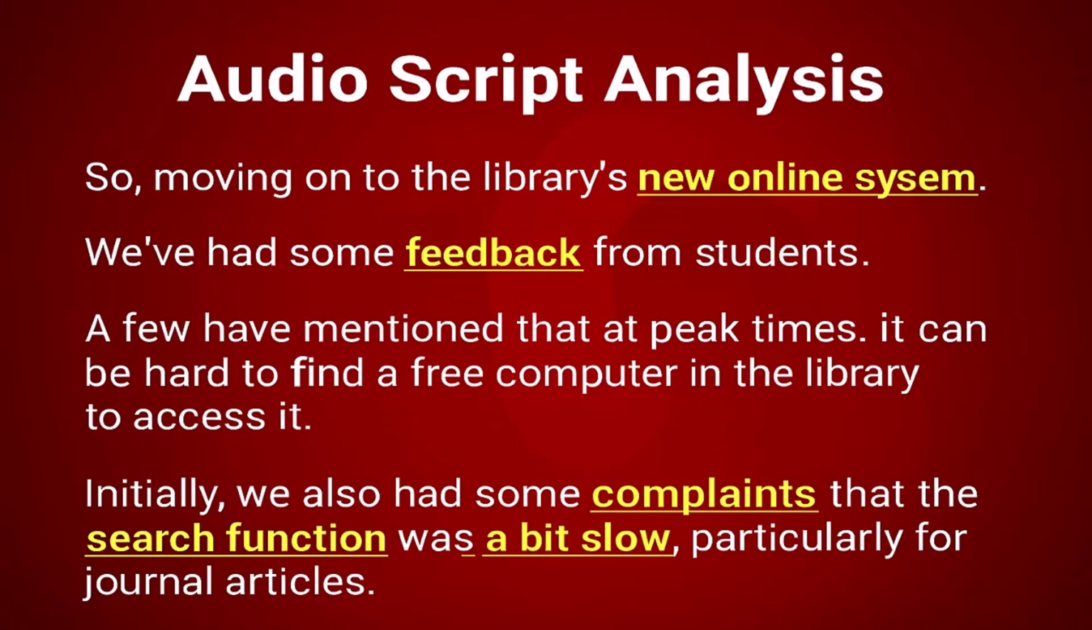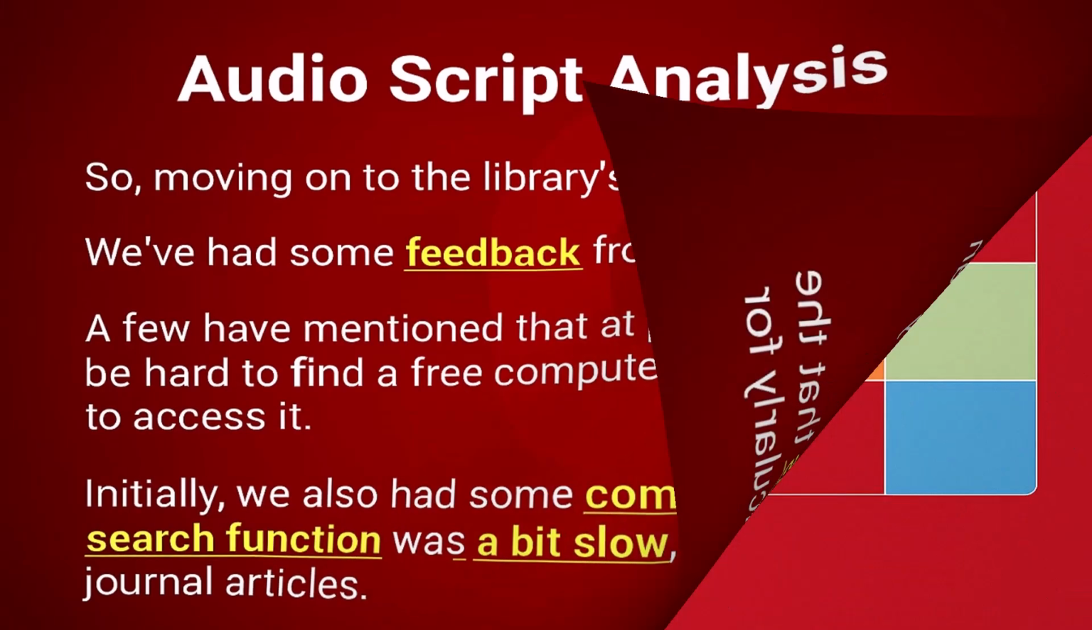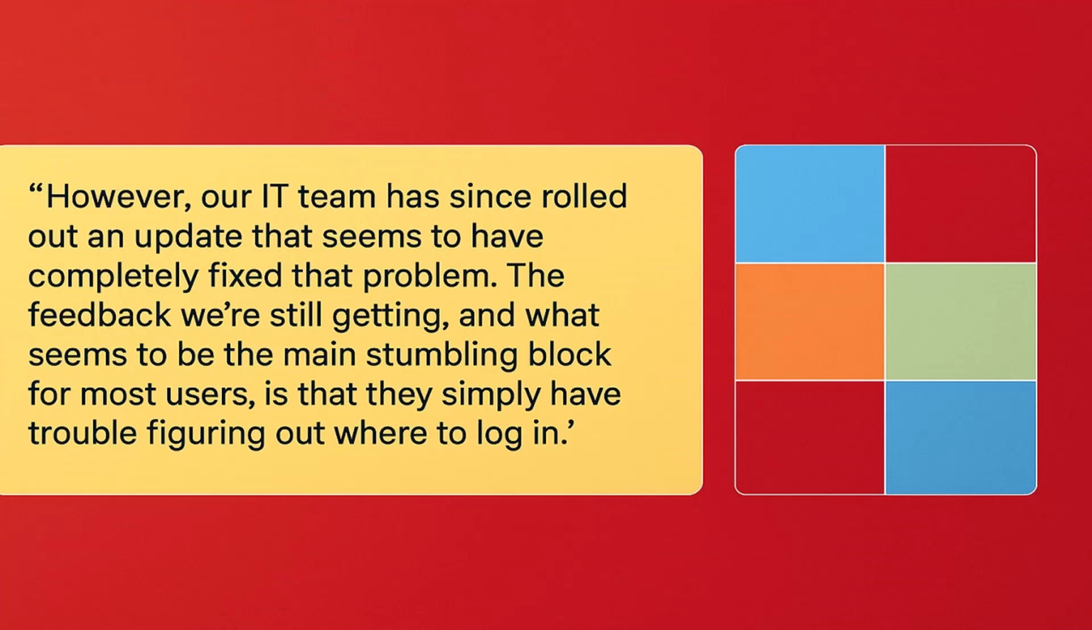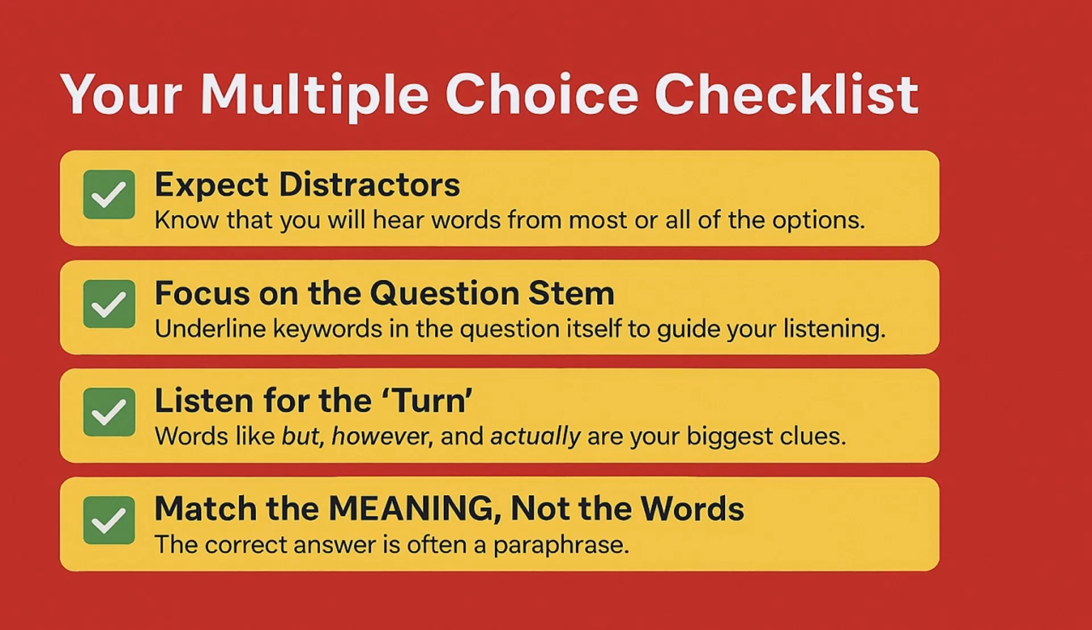Finally, the speaker says the feedback we're still getting, the main stumbling block, is that they have trouble figuring out where to log in. The phrase main stumbling block is a clear paraphrase of main problem. And trouble figuring out where to log in is a perfect match for the meaning of option B, it's difficult to find the login page. Therefore, the correct answer is B.